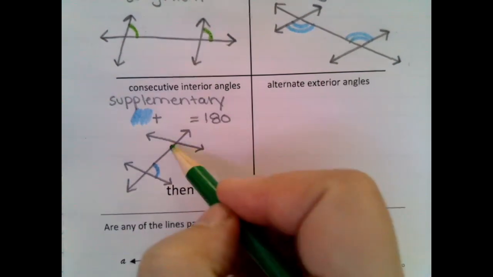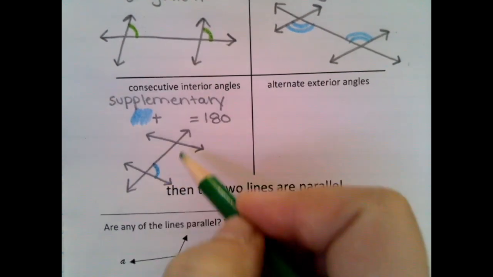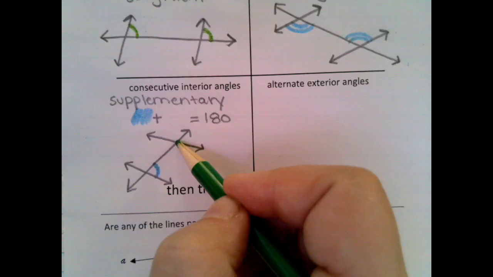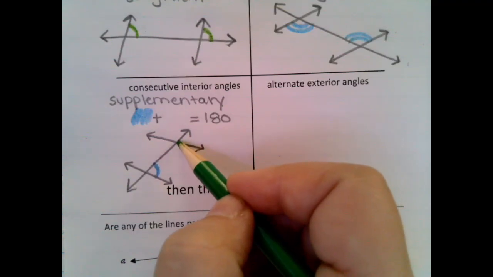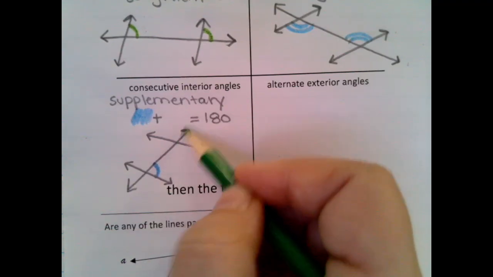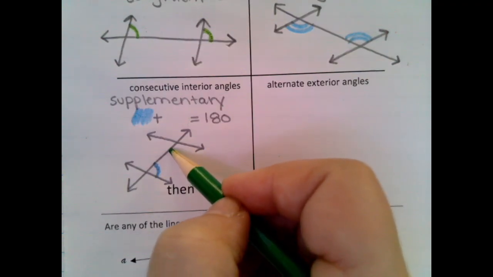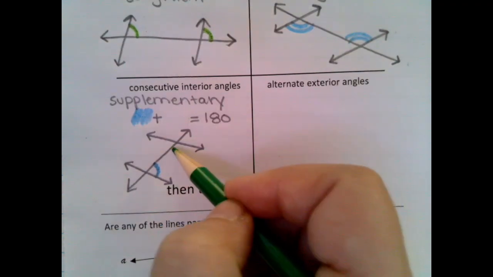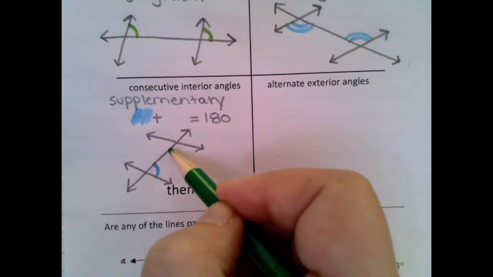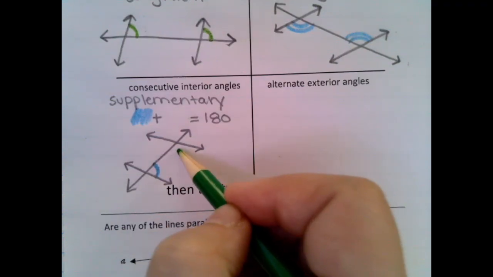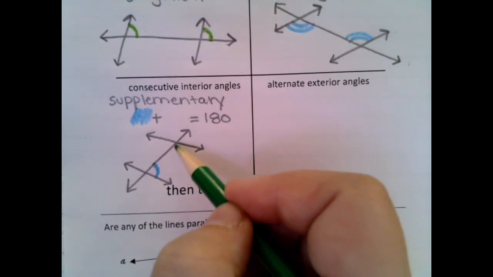Do I want to go above or below? Above is interior? This way? No, below. I want to go below for interior. For consecutive, though, do I want to kind of go to the left here or to the right? Right? Yeah, kind of to the right. It's kind of goofy because it's kind of like down and right.